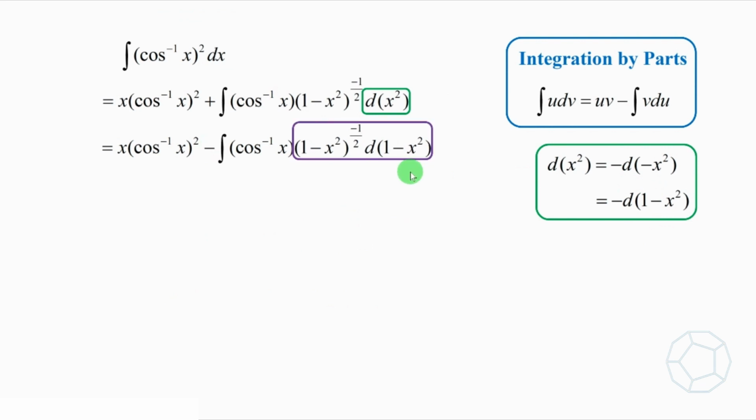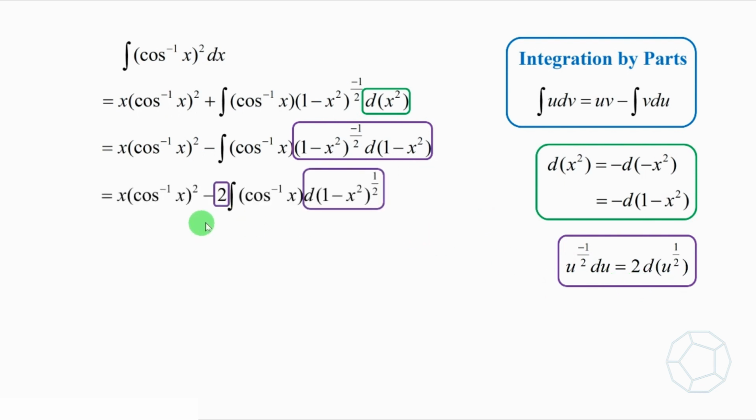If we focus on this term, it looks like the form u to the power of minus 1 over 2 du, which is equal to the bracket u to the power of 1 over 2 times 2. Therefore, the integral is negative 2 times integrate arc cosine x, the bracket 1 minus x squared to the power of 1 over 2. It is ready for integration by parts for the second time. In this case, u is equal to arc cosine x, and v is equal to 1 minus x squared to the power of 1 over 2.